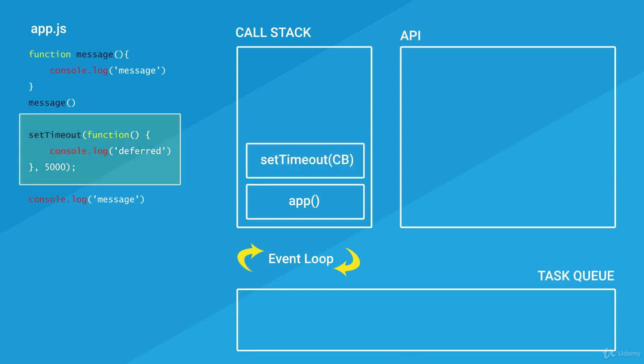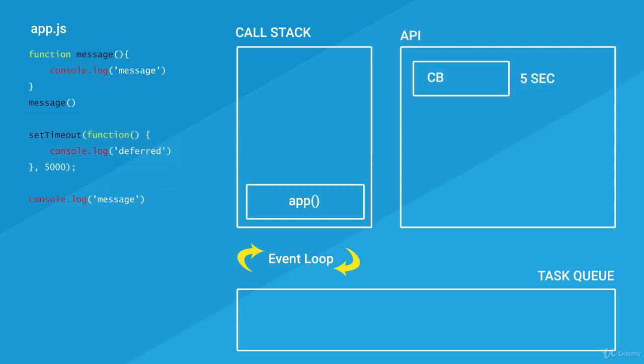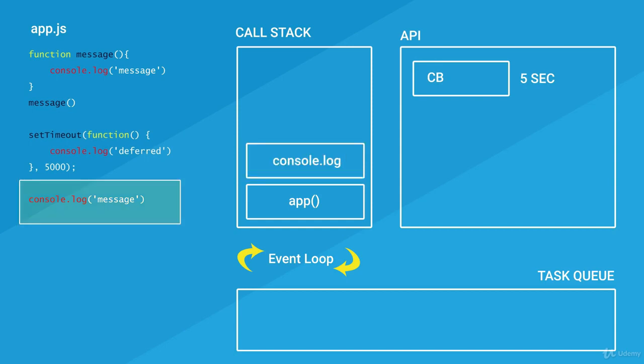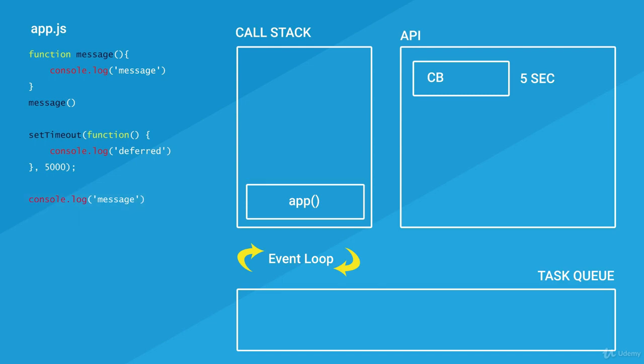Then we go to the set timeout, and we have a callback and a timeout. Okay. So the system is going to grab that because the API knows that this is a set timeout and it needs to be sent to the APIs. So it's going to go to the APIs. And we're going to be running that callback in 5 seconds. Meanwhile, it's going to go to the console log, and we're going to console log message. Good. And then the console log will exit, and the app is going to exit.